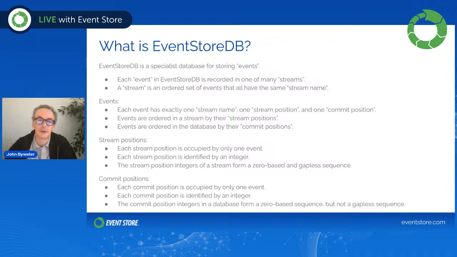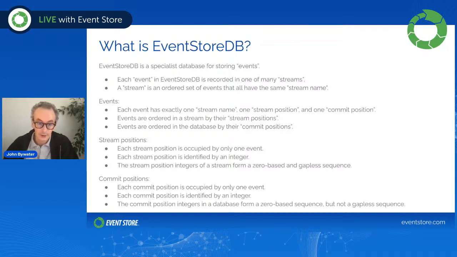EventStoreDB is a specialist database for storing events. Each event in EventStoreDB is recorded in one of many streams. A stream is an ordered set of events that all have the same stream name. Each event has exactly one stream name, one stream position, and one commit position. Events are ordered in the stream by their stream positions. Events are ordered in the database by their commit positions.